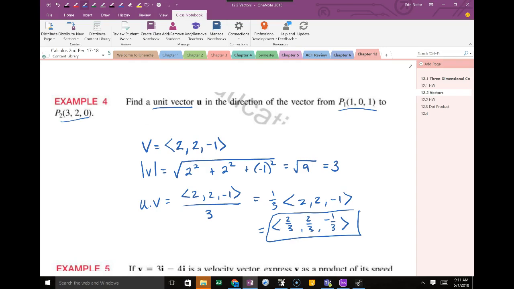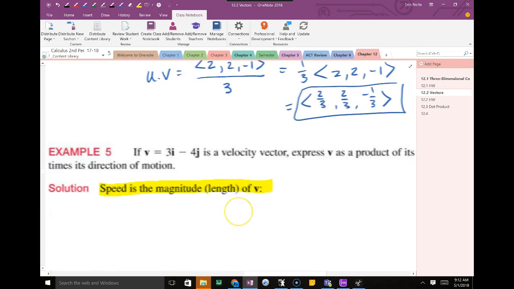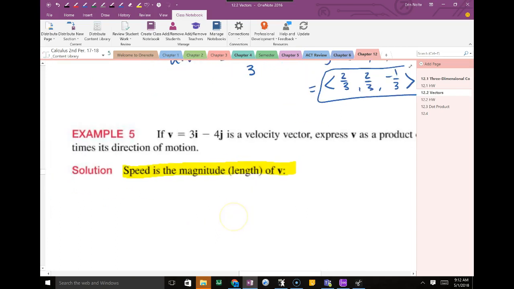Okay, so that's it. Do reference this little thing because you might be asked about this kind of question. If they ask you to find a speed, that is referencing a magnitude.